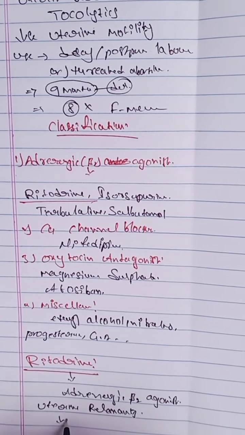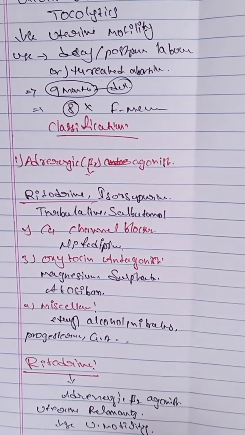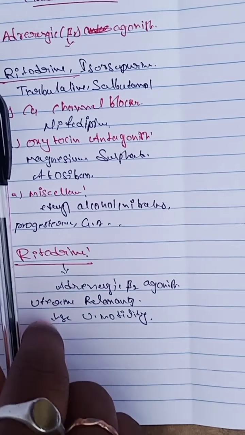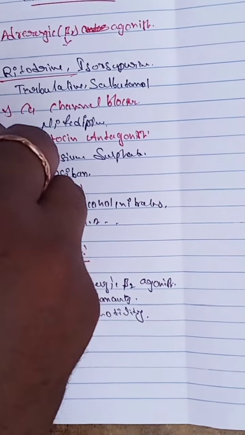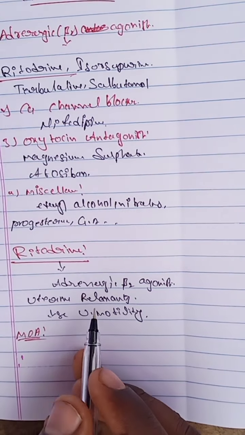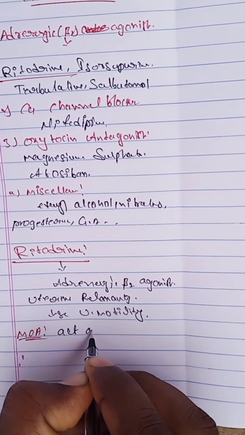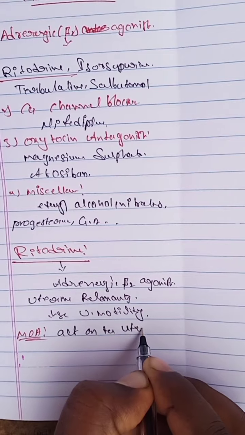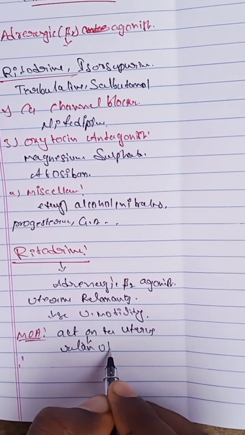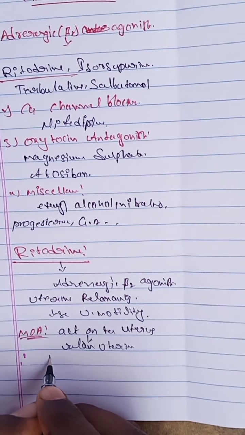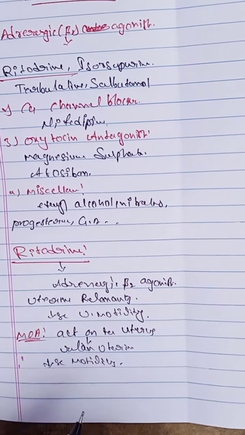And this one decreases the uterine motility. Then what is the mechanism of action of ritodrine? Ritodrine acts as a beta 2 agonist, and it acts on the uterus. It relaxes the uterus and decreases the motility. That is the mechanism of action.